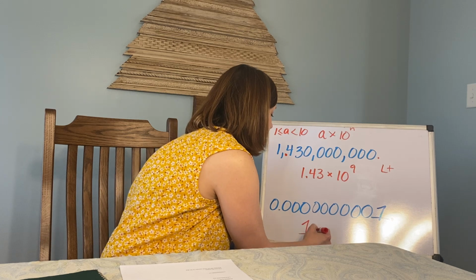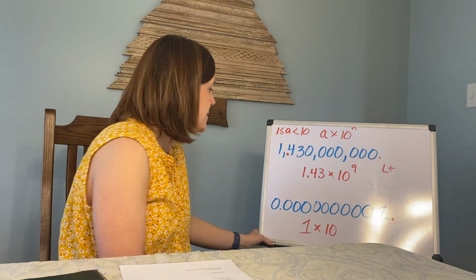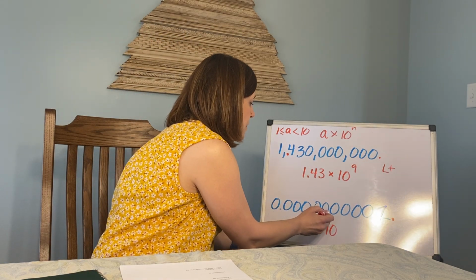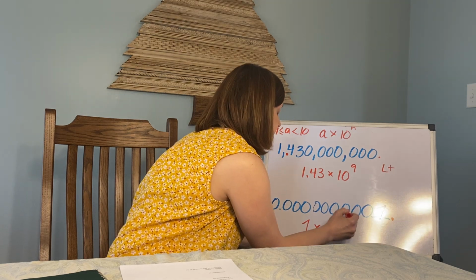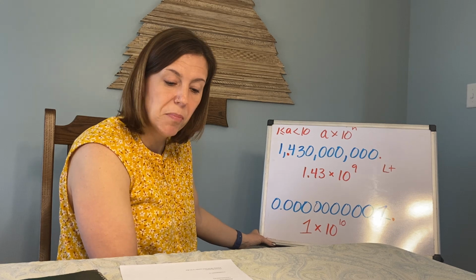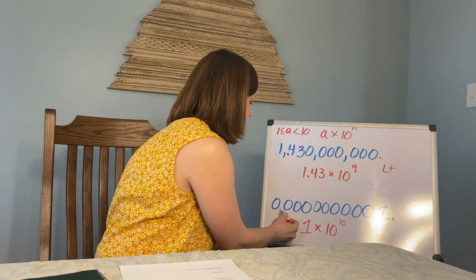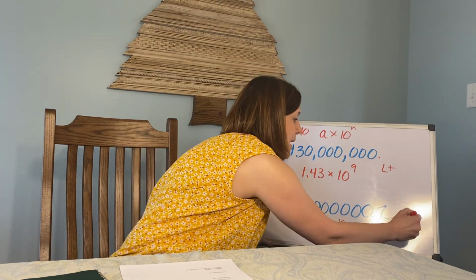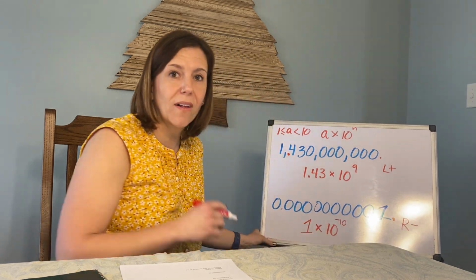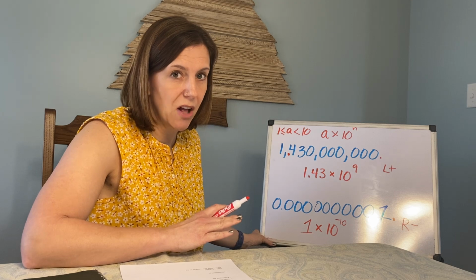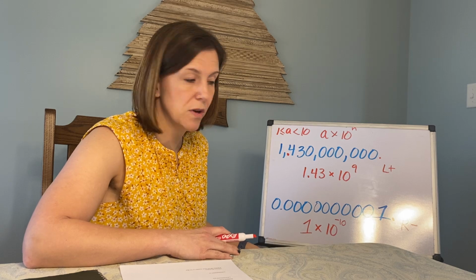So I'm going to have 1 times 10, and then I need to count how many decimal places I moved it. 1, 2, 3, 4, 5, 6, 7, 8, 9, 10. But again, I need to ask myself, is this a positive or a negative exponent? Well, if I had my decimal point here and I'm moving it right, it is a negative exponent. Or, like I said before, another way to check yourself is to know that if it was a really small number, it's definitely a negative exponent.